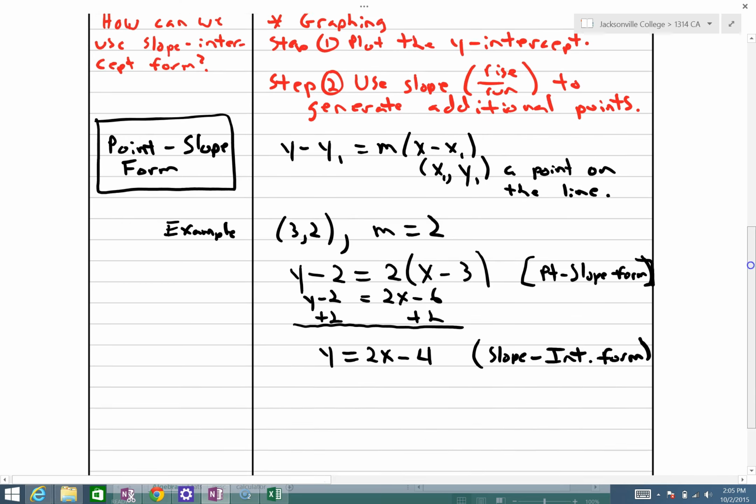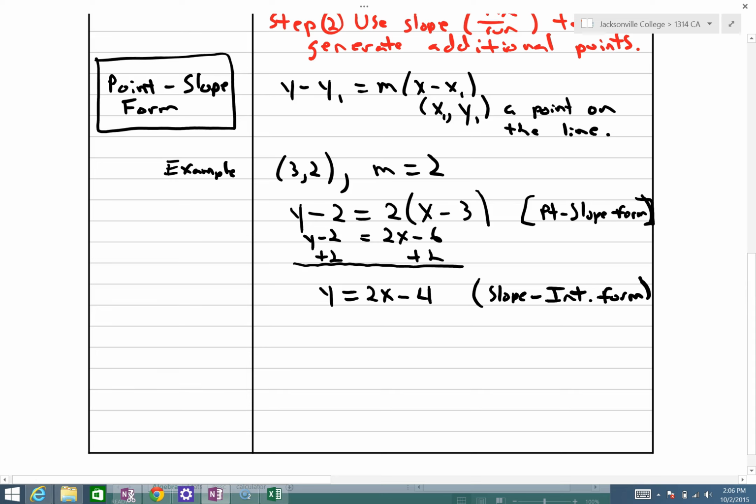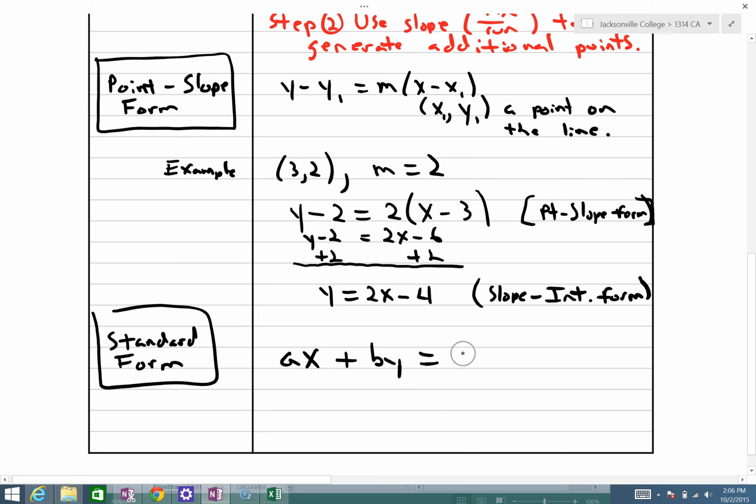One last form that we will see is standard form. The standard form of a linear equation is ax plus by equals c. They may ask you to write an equation in standard form. You just know you need to get it in this form. Typically when we see it in this form, often they will write a as a positive value. Our book doesn't define it that way, but you'll often see that.